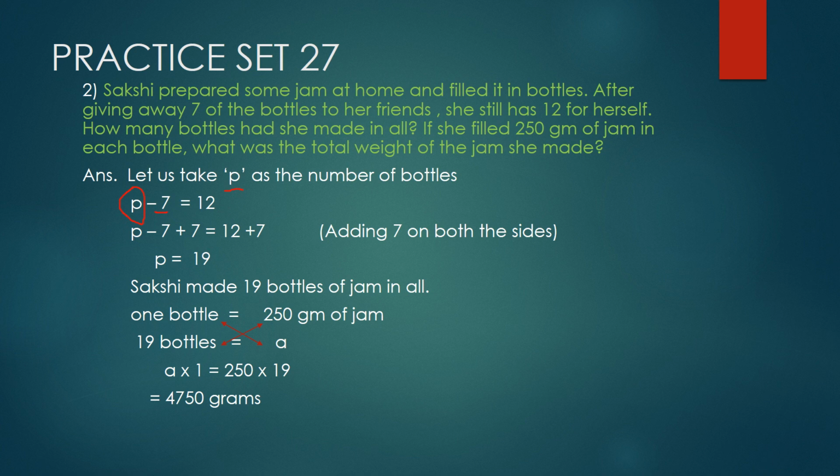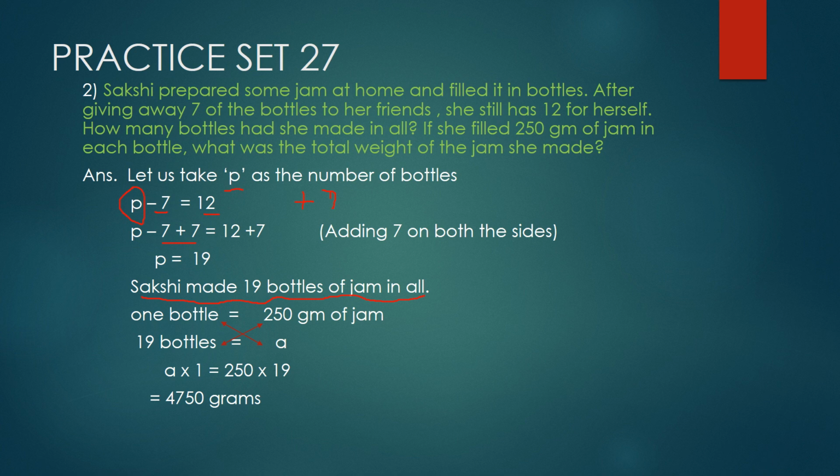So out of that, 7 she had given. So minus 7, no? She has given it means minus. So how many is she left with? She is left with 12. Okay. Again the same thing as before we had done. The opposite sign of minus is plus and the number beside it is 7. So p minus 7 plus 7 gives 12 plus 7. So adding 7 on both the sides, you get p again plus 7 minus 7 gives you 0. And so the answer is p is equal to 19. So 19 bottles of jam in all she has prepared.